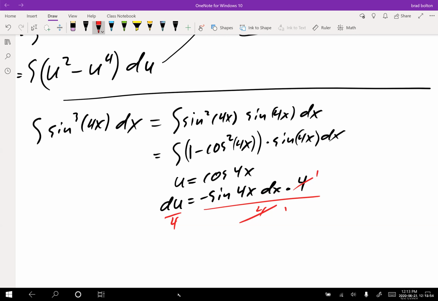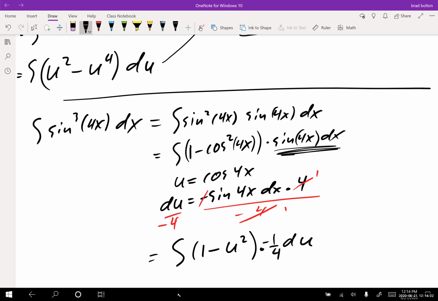Okay, so now we have d over 4 is worth a negative sign. You know what? I'm going to divide by the negative 4 too. So now when we do our rewrite, we're going to have the integral of 1 minus, now the cosine of 4x is going to be u squared, and then we know that this is negative 1/4, so times negative 1/4 du, right? Because sine 4x dx is worth negative 1/4 du.